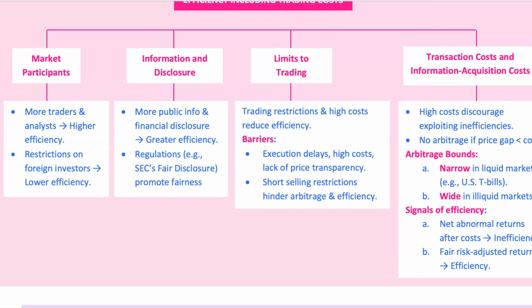Maybe transaction fees are too high. Maybe the market's illiquid and you can't get your order filled. Or maybe short selling is restricted, so you can't bet against a stock even when it's clearly overvalued. These are real-world speed bumps, and they matter because if people can't take advantage of pricing errors, those errors might stick around. And that, my friend, makes the market less efficient.